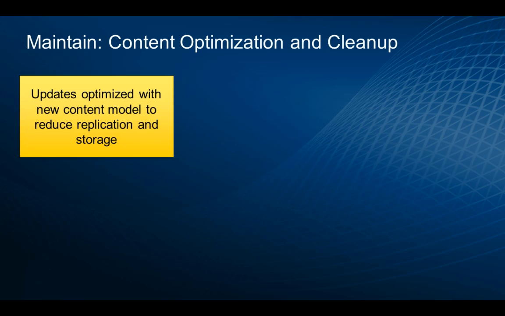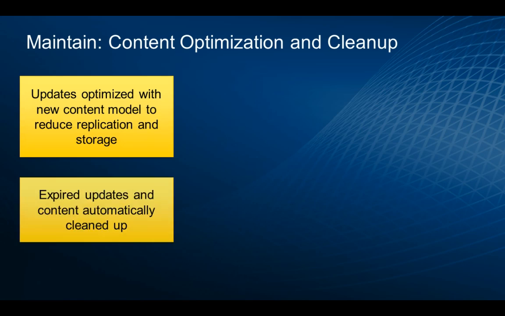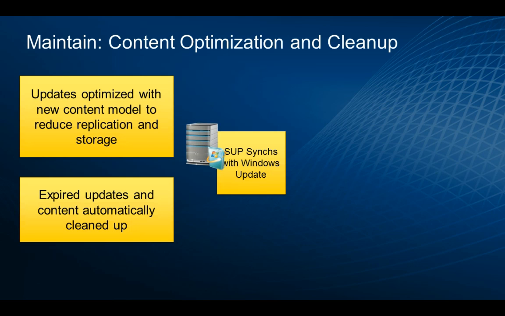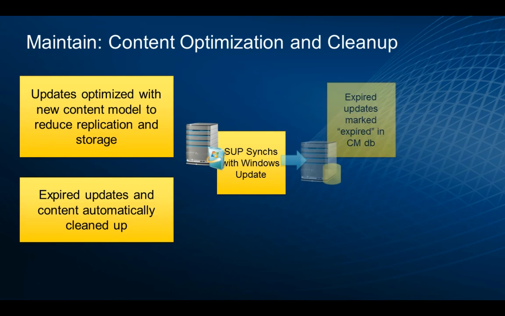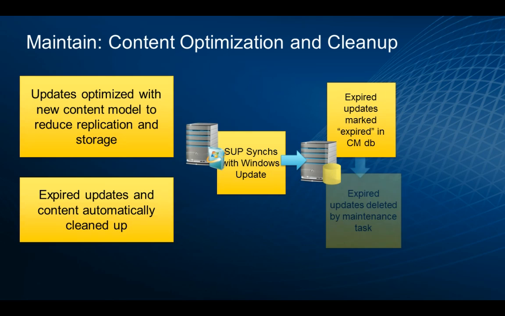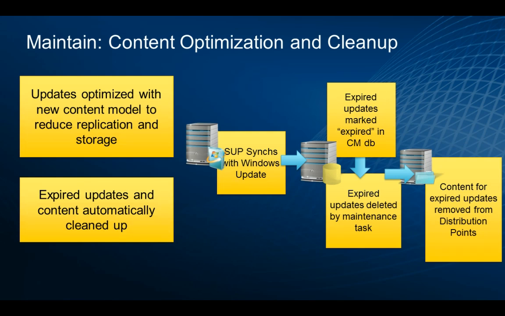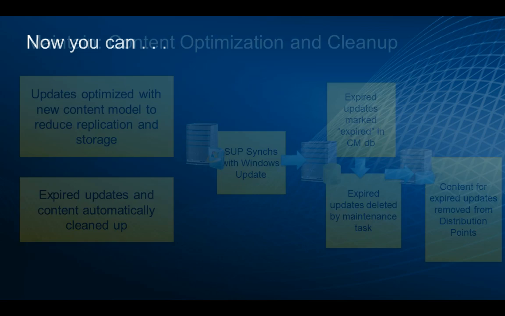So now the updates are optimized with new content to reduce replication and storage. We now have expired updates and content automatically being cleaned up from the console and the infrastructure. When the software update point synchronizes with Windows Update, we mark updates as expired in the Configuration Manager database, and those expired updates are deleted by what's called a maintenance task. Content for those expired updates is removed from the distribution points and cleaned up, recovering space.